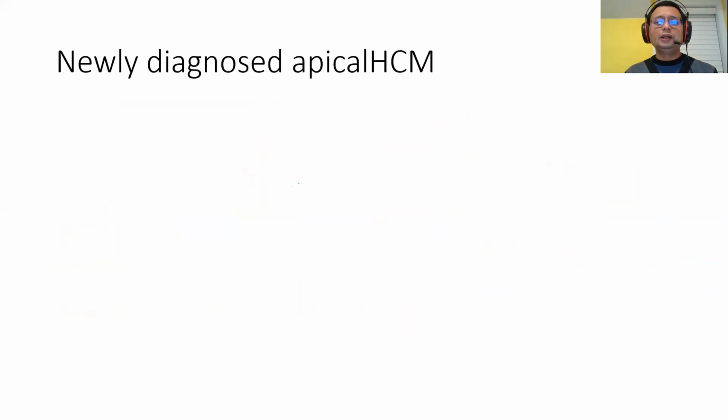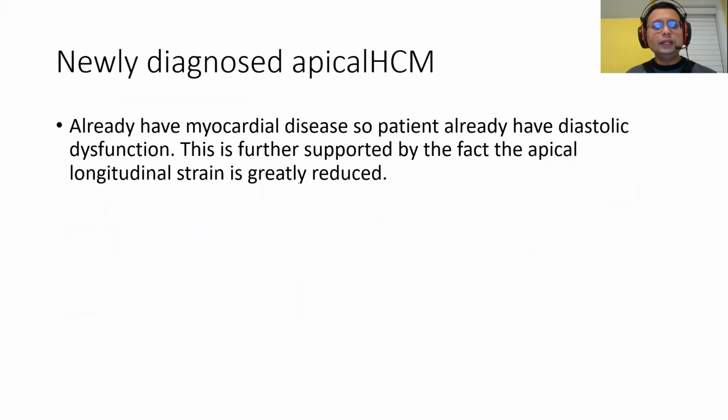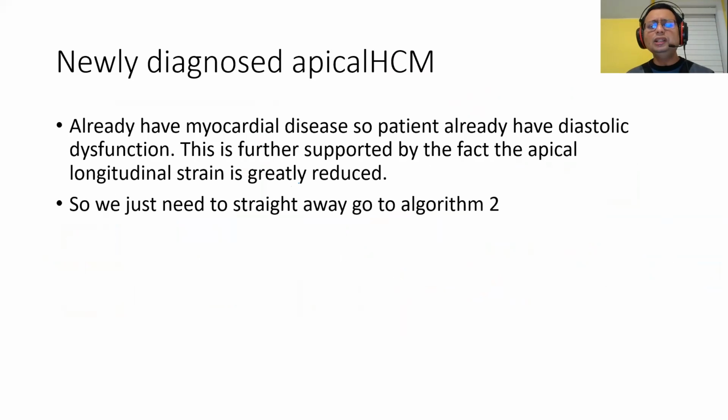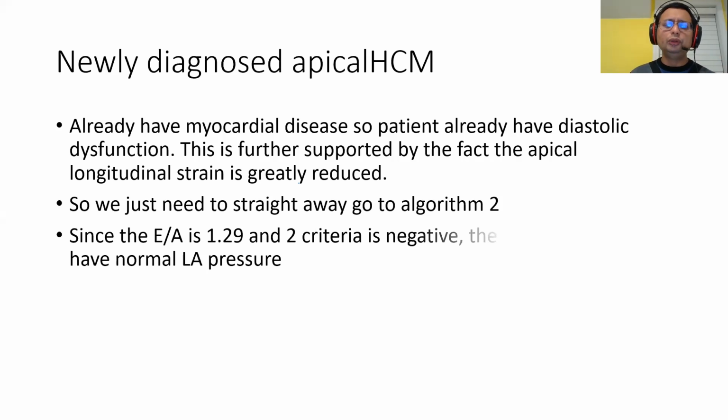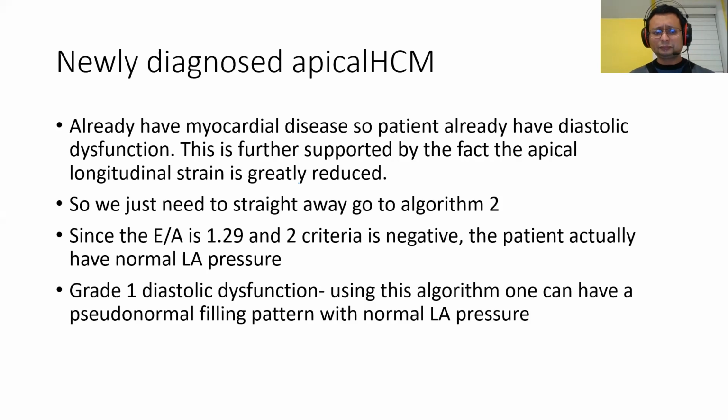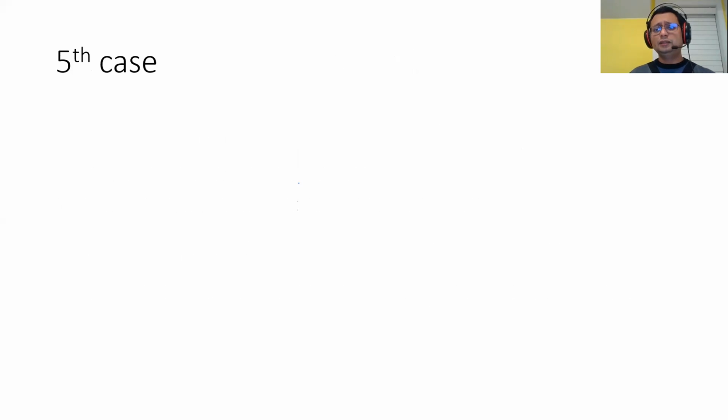Okay, let me give some explanation first. This patient already has myocardial disease, so the patient already has diastolic dysfunction, which is further supported by the fact that the apical longitudinal strain is greatly reduced. So we just need to go straight away to algorithm 2. Since the E over A is 1.29 and two criteria are negative, the patient actually has normal LA pressure. Grade 1 diastolic dysfunction, okay? We try to exercise the patient.